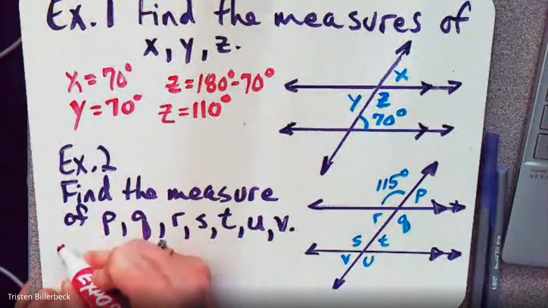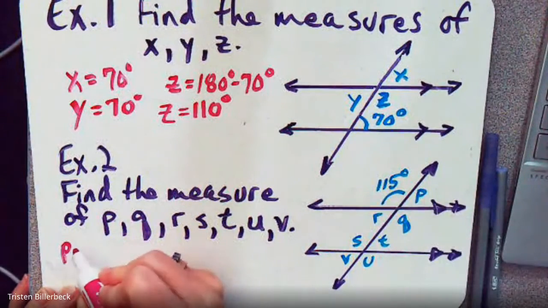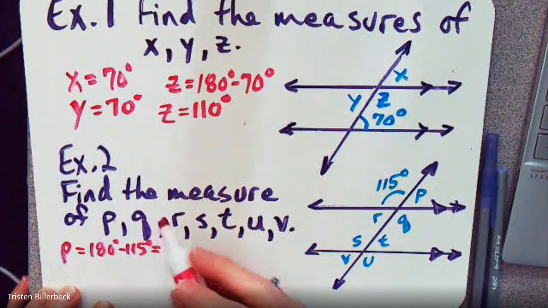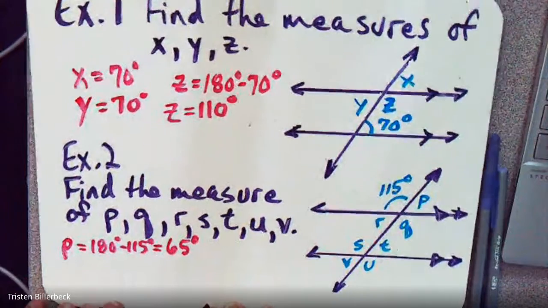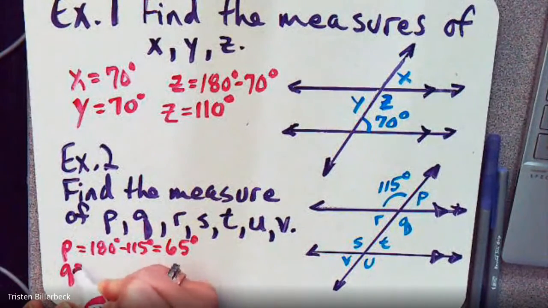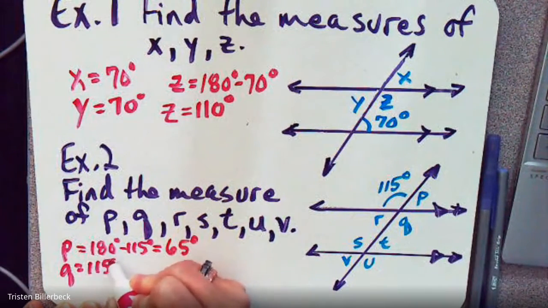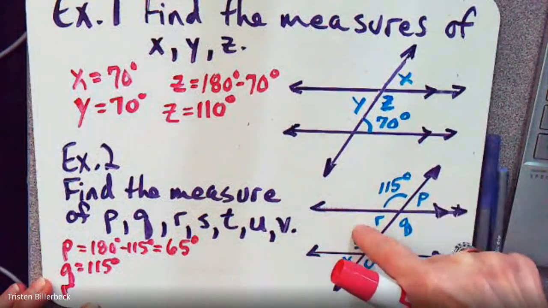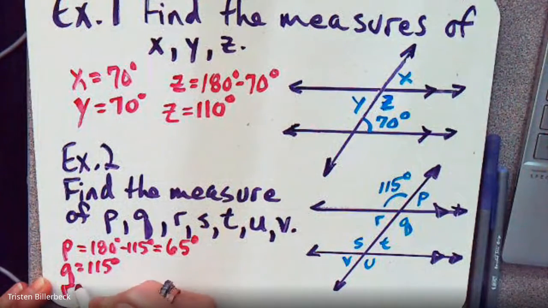Okay, so if we have P, it is right next to this. We have a linear pair, so they would add to 180. So P is going to be 180 minus 115, which gives us, let's see, that's 65. Okay. So 65 degrees. Q is a vertical angle to that, so vertical angles are congruent, so that's 115. R is a linear pair with 115. It is also vertical with P, so P was 65, so R is 65.